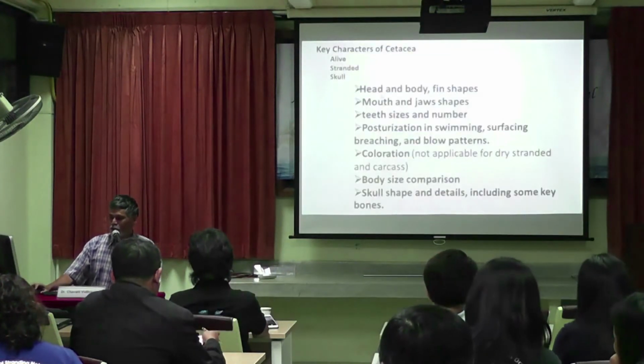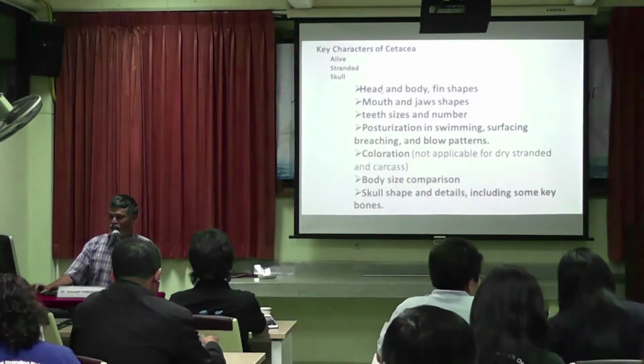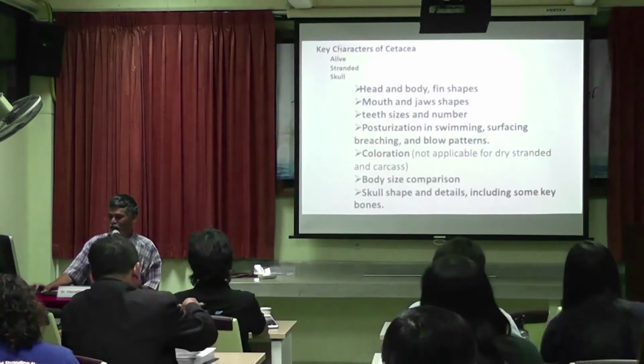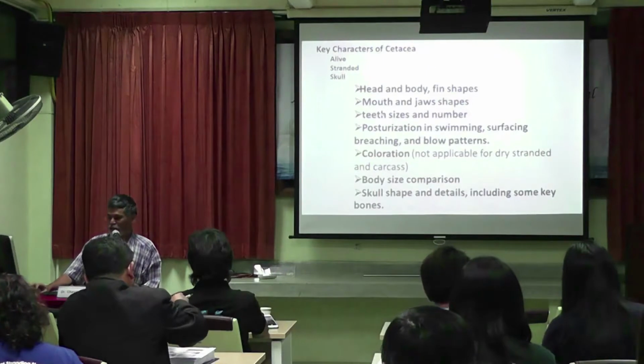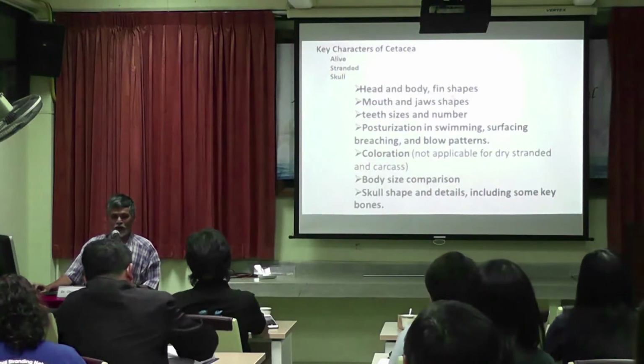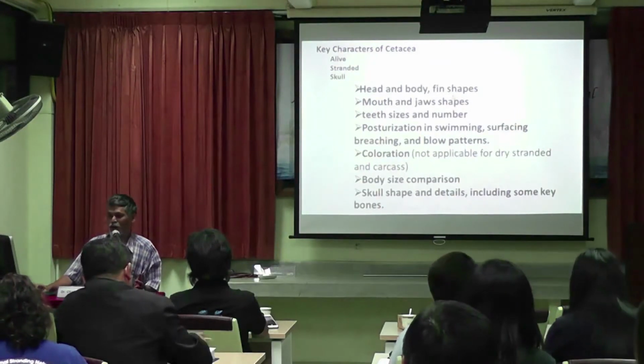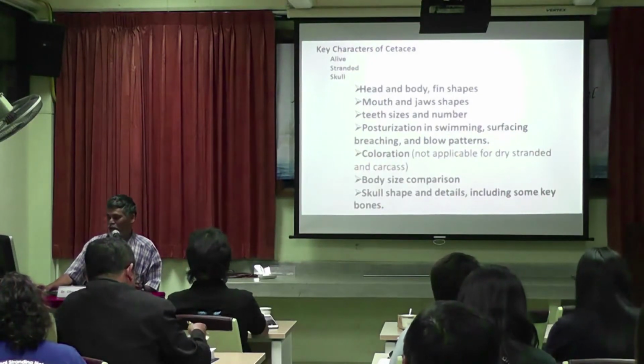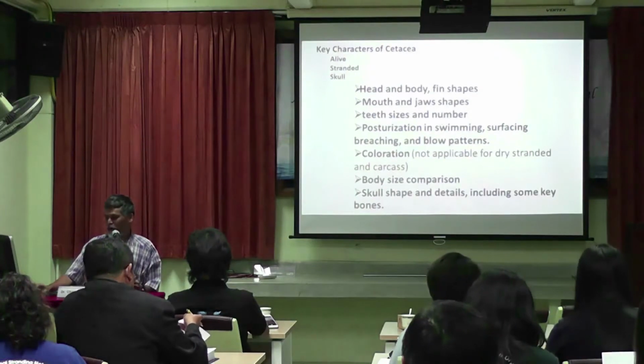So I will go into detail on the identification of cetaceans. They have key characters, and only some key characters you can use. That is the head and body that I showed already in the previous slide, mouth and jaw shape, teeth size, and also number.